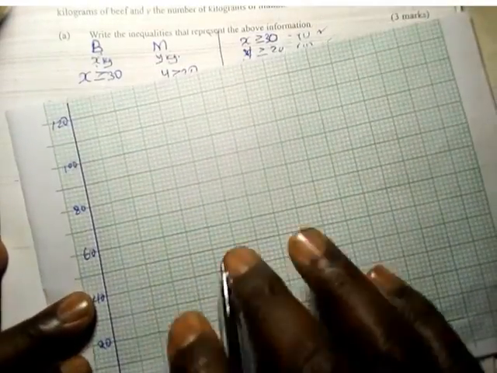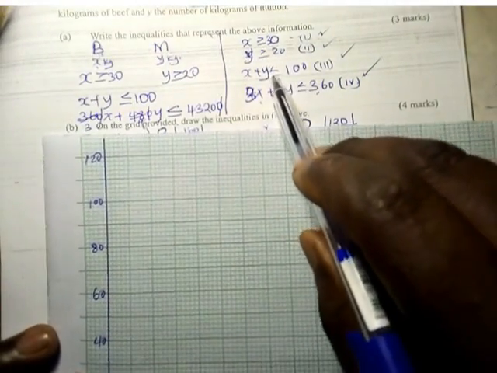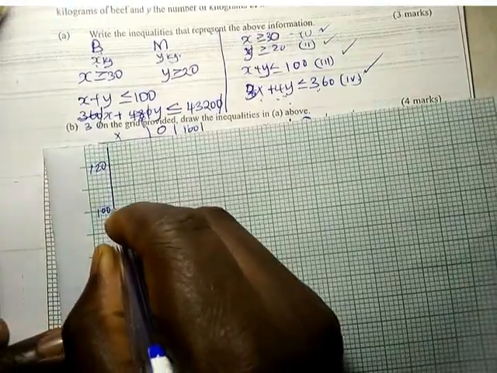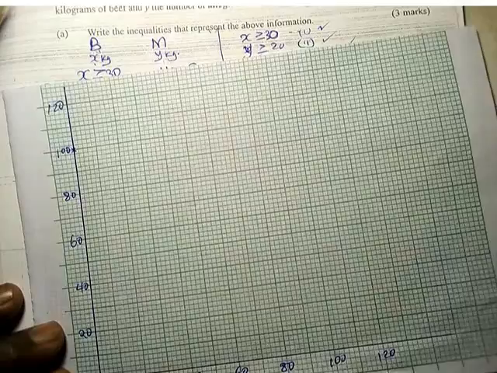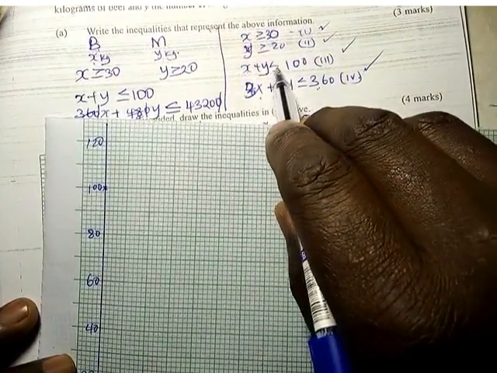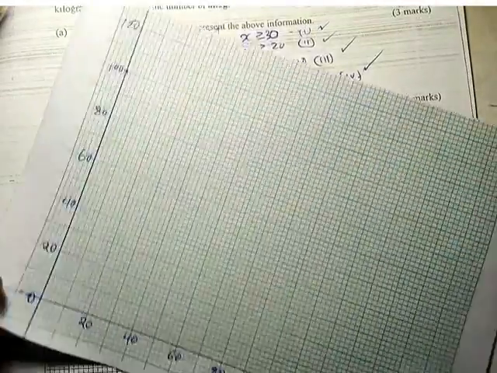So when x is 0, this is 100. So that is this point. And when that one, the other point will be here. So the line is going to be solid because it is less or equal. So tunaenda kuchora hiyo line.